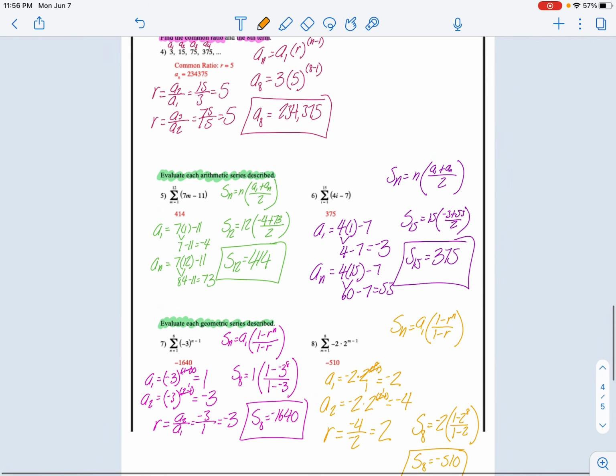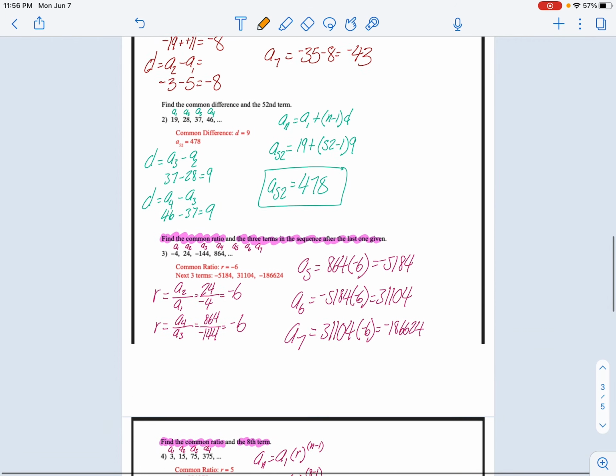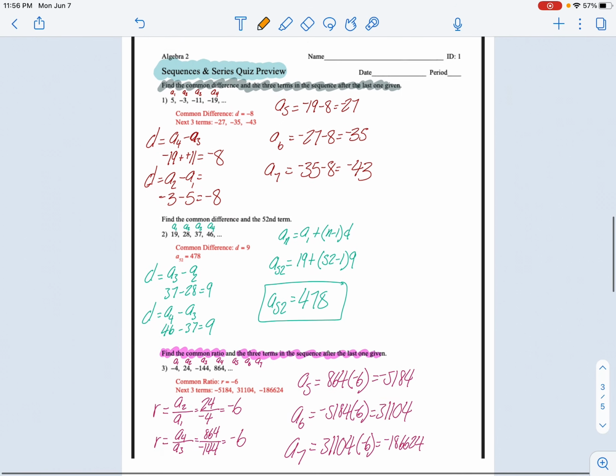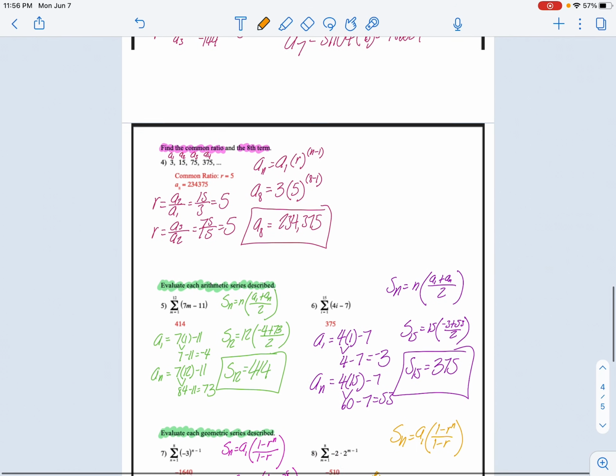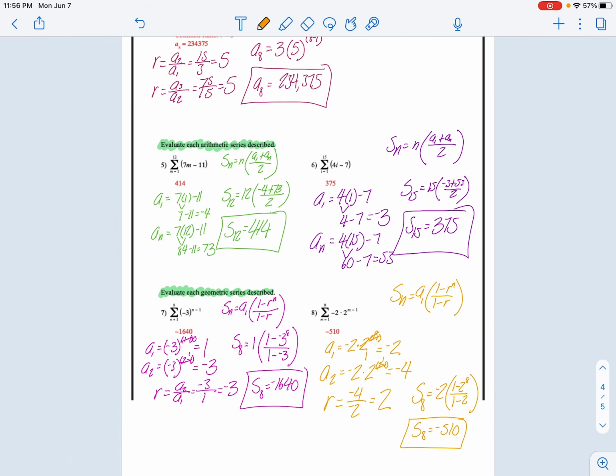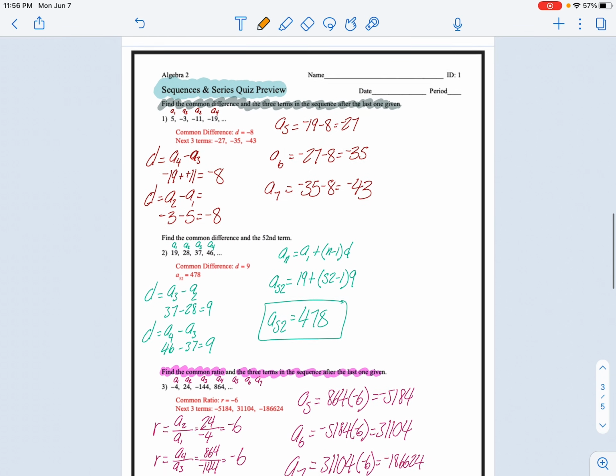And that, kiddos, is our quiz preview. So you will see problems just like this in your quiz. Make sure that you copied everything down in order for you to be prepared for this quiz.